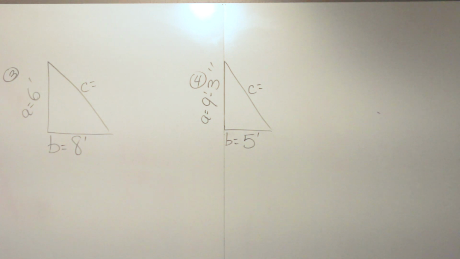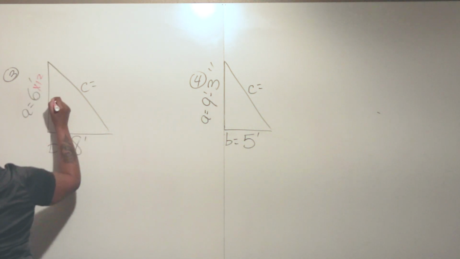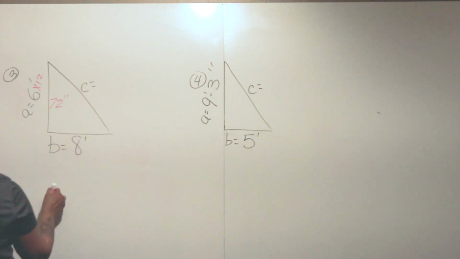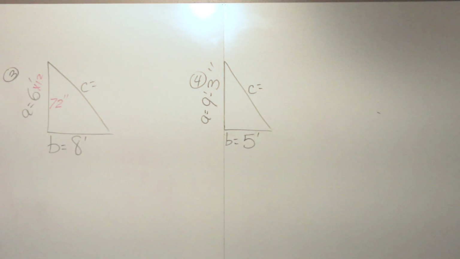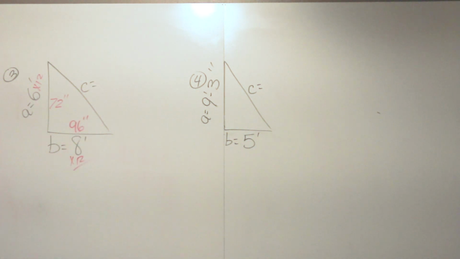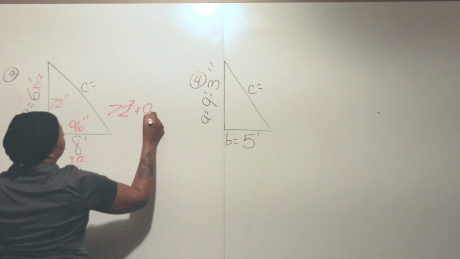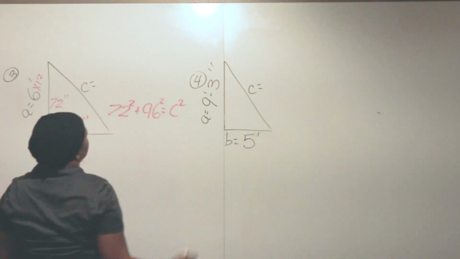Convert feet to inches. So we got 6 feet for side A, the adjacent side. Convert feet to inches. 6 times 12 is 72. We got 72 inches here. We got 8 feet on the bottom. 8 times 12 is 96 inches there. Next thing we need to do is square them. All right, so we got 72 squared plus 96 squared equals C squared.